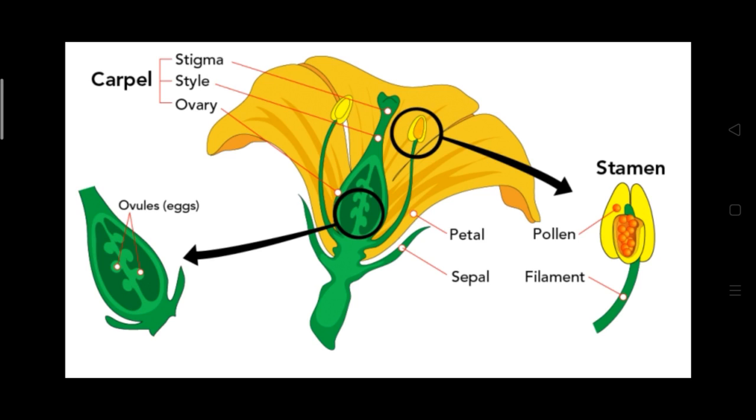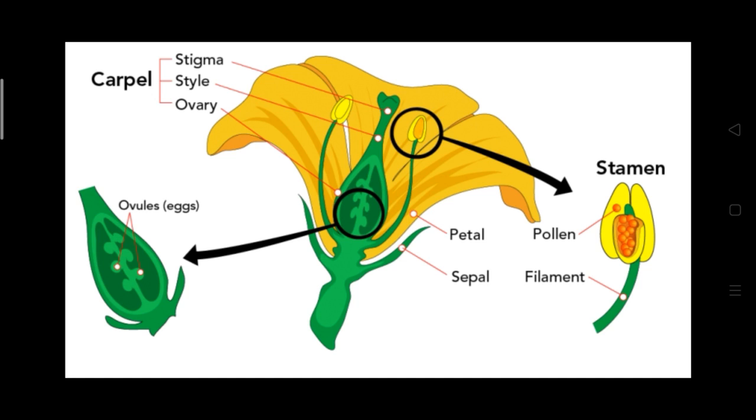Try to recall reproduction in plants which you studied in class 7. You will remember that plants that reproduce sexually have male and female reproductive parts. Which is the male reproductive part of a plant? Stamen. And the female reproductive part is carpel or pistil.